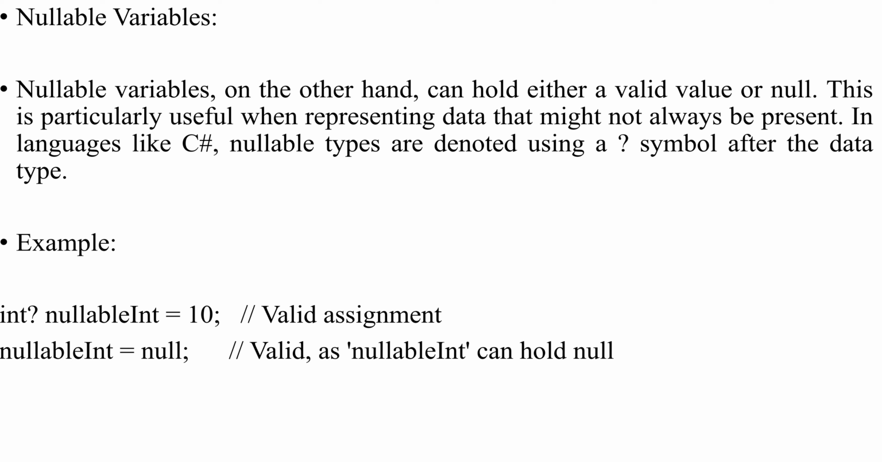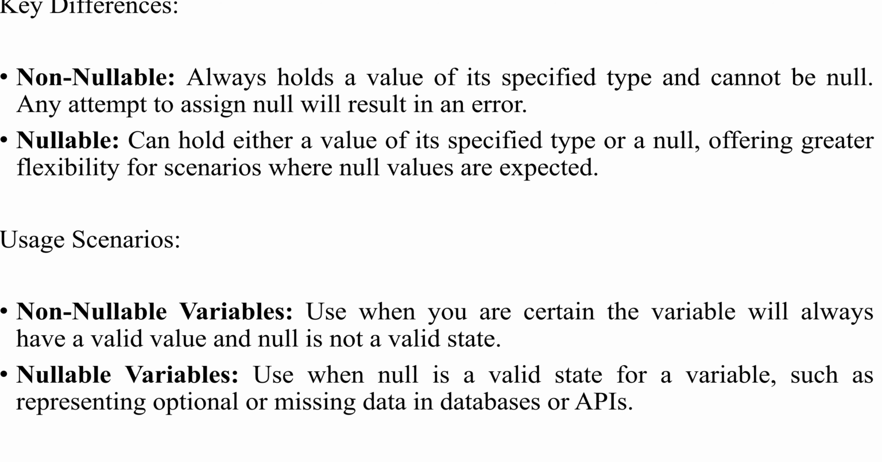Now the nullable variable. A nullable variable, on the other hand, can hold either a valid value or a null. This is particularly useful when representing data that might not always be present. In Kotlin, nullable types are denoted using a question mark symbol after the data type. Example: Int question mark nullableInt is equal to 10, valid assignment. nullableInt is equal to null, valid as a nullable Int can hold the value of null.